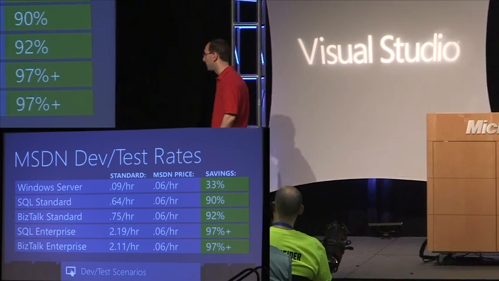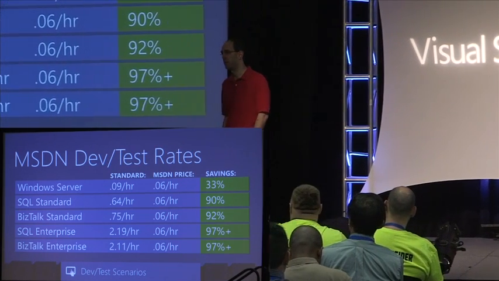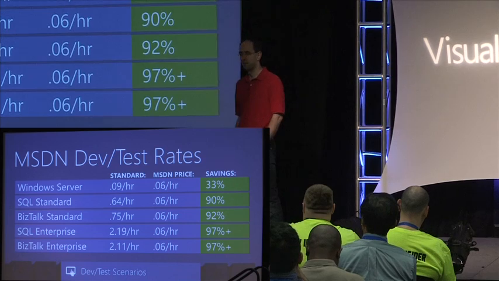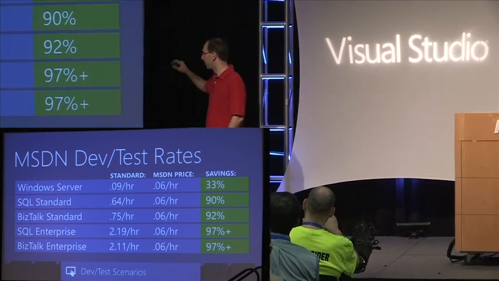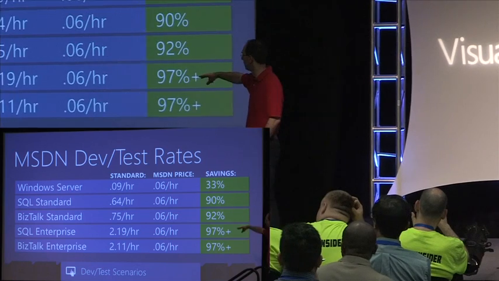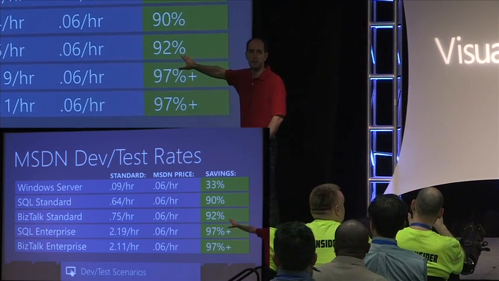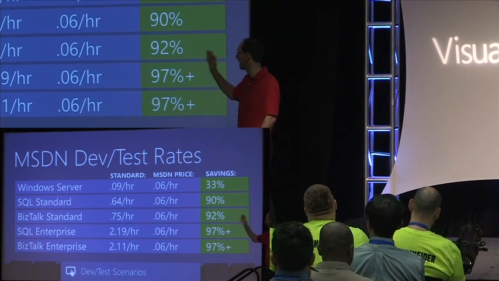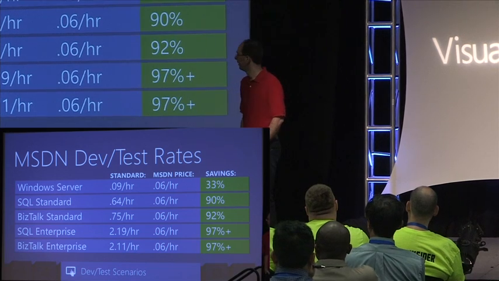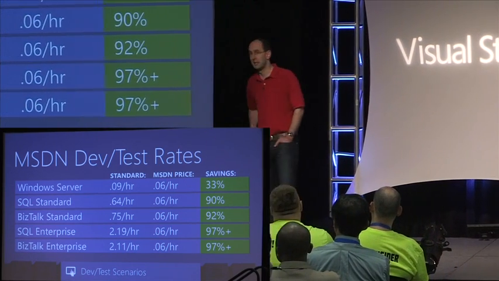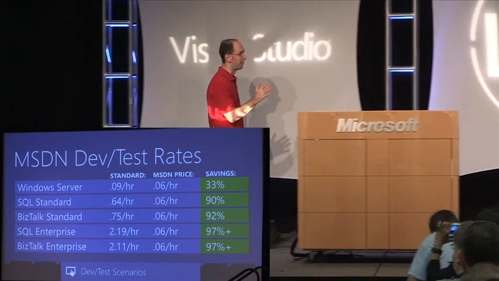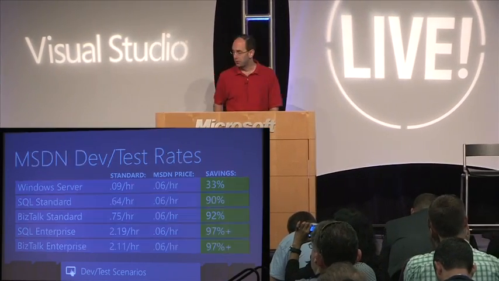And if you're running something like SQL, its base rate was 97% cheaper if you're an MSDN customer. So that translates into real savings. Now, what's nice about this is you can run any number of virtual machines at these discounted prices. If you want to spin up 30,000 virtual machines, you can, and run them at this discounted rate. So it's unlimited amounts of capacity that you can do.